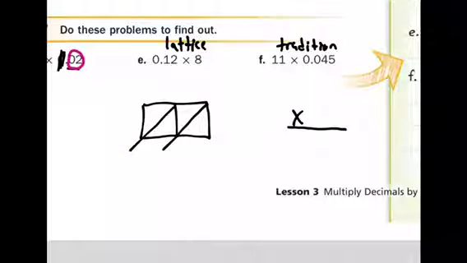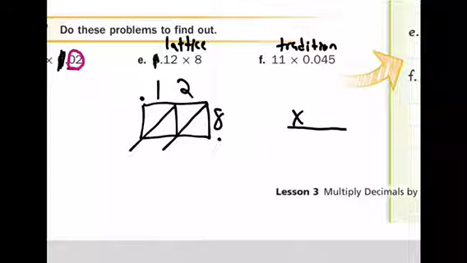Okay, you should be done with either E or F. So remember, you only have to watch the one that you did. So I'm going to start with E, which is if you did the lattice. So I have my lattice for 0.12 times 8. Remember, no lattice for that 0. And I multiply. I get 16. I get 8. I add up my digits. I get 6, 9, 0.